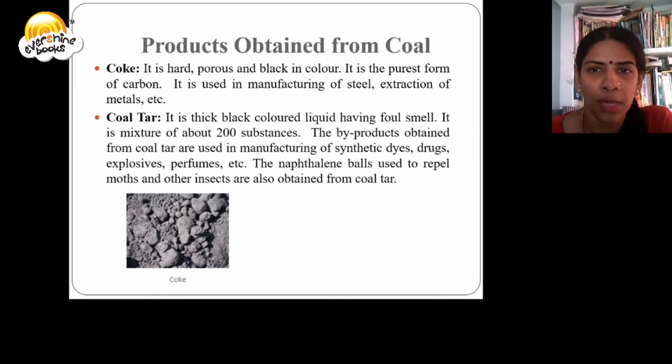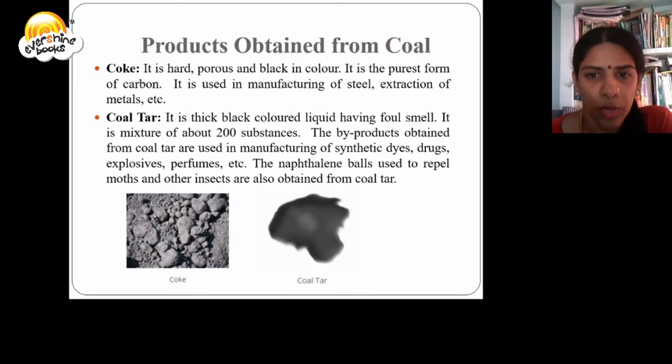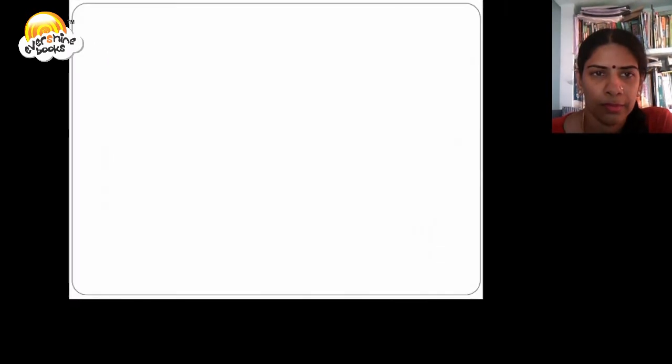The second product obtained from coal is coal tar. It is a thick black colored liquid having a foul smell. It is a mixture of about 200 substances. The byproducts obtained from coal tar are used in manufacturing synthetic dyes, drugs, explosives, perfumes, etc. The naphthalene balls used to repel moths and other insects are also obtained from coal tar.